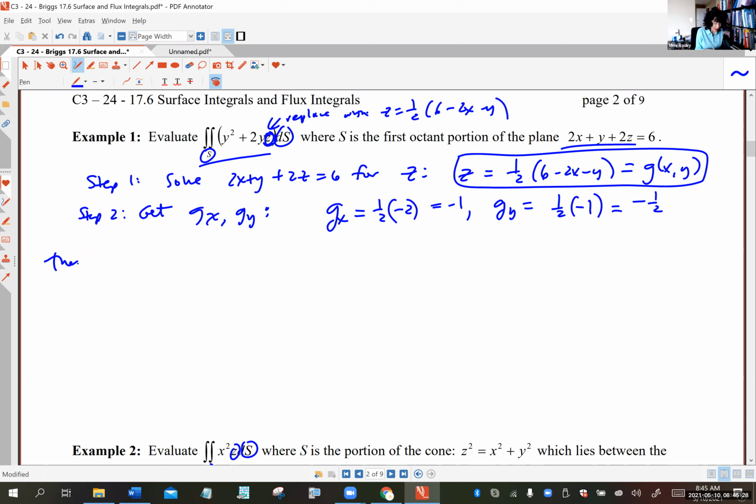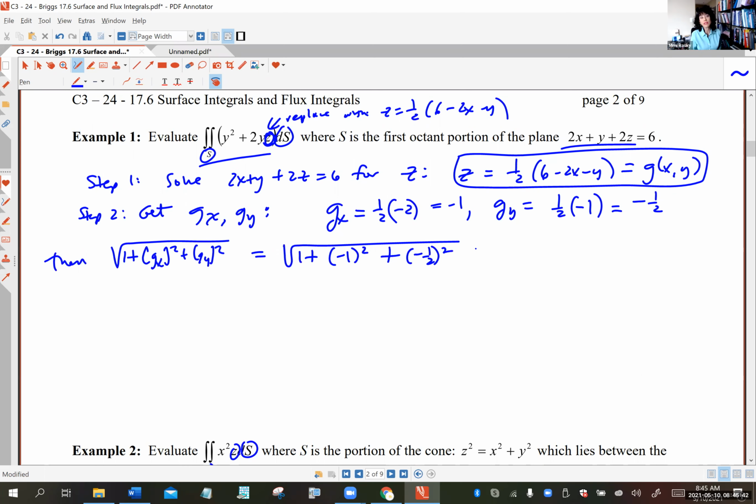So then this horrible looking radical, which is the square root of 1 plus gx squared plus gy squared, ends up looking like square root of 1 plus (-1) squared plus (-1/2) squared. Oh, it's going to be a constant. Does that always happen? No. But when it does, it's nice. So let's clean this up a little bit. This is 1 plus 1, which is 2. 2 plus 1/4. Ooh, I get square root of 9/4, but that's the same as square root of 9 over square root of 4, which is 3/2. Okay, save that for later.